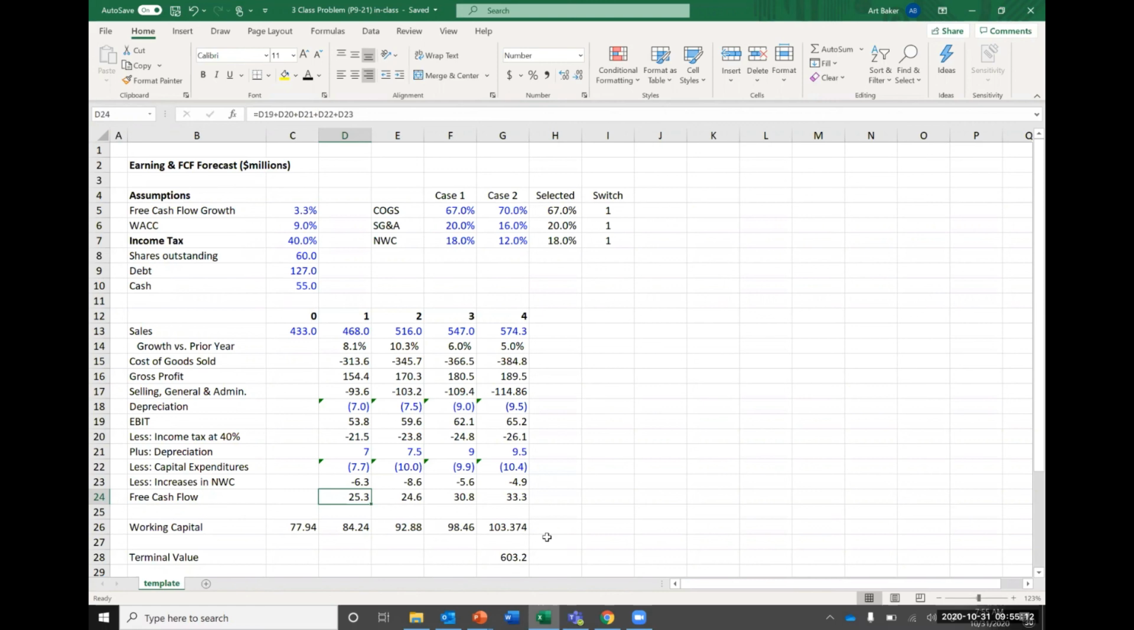Can you show again cost of goods sold, the negative 313.6, please? So that is sales multiplied by 67% in selected case. Make sure you multiply by select case and not case 1. This holds true everywhere except for year 0 for working capital. You also show less income tax at 40%. D20 is the cell.